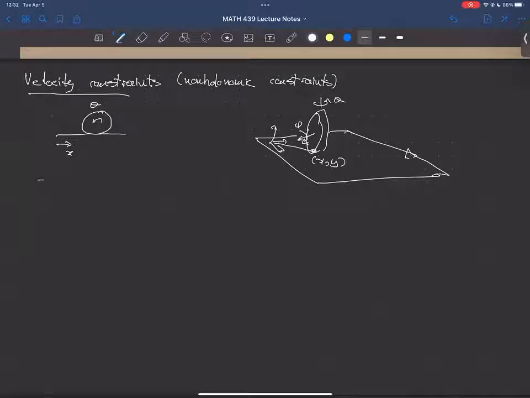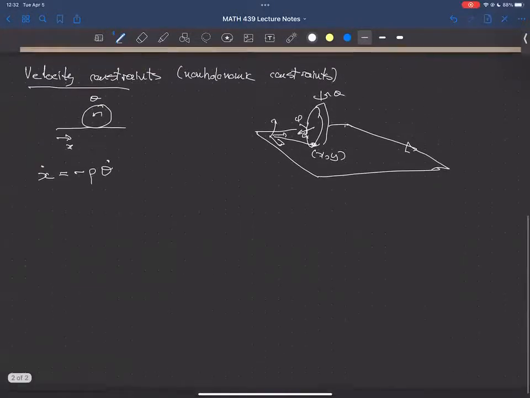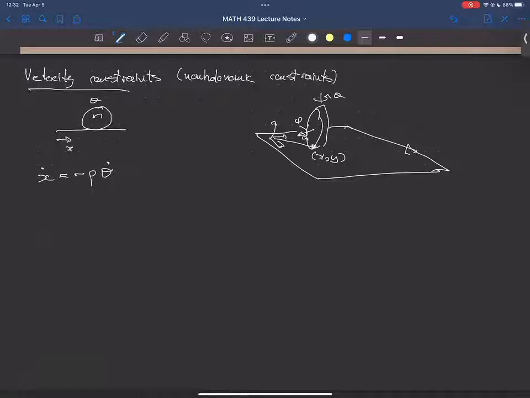So for this one, the constraint on the velocity was that x dot is minus rho theta dot. Okay, and rho is, in both cases, the radius of the disk, for both systems have disks. And then this one had a velocity constraint, x dot is rho cos theta phi dot, and y dot is rho sine theta phi dot. Okay. All right.